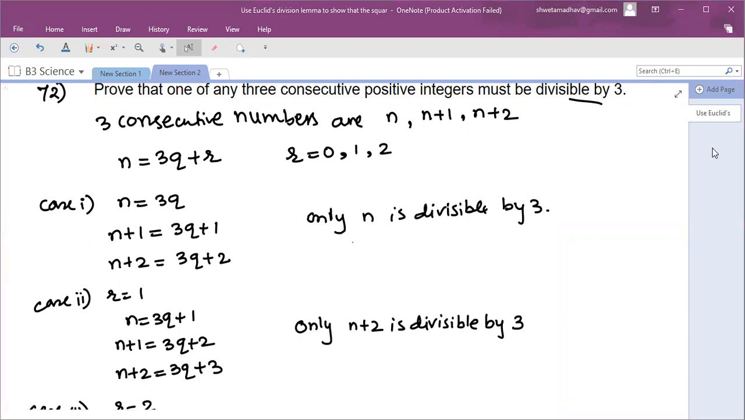Ma'am, for the 71st question, the OR part, should we take the n value like again for all 6 cases? Yes. Okay.